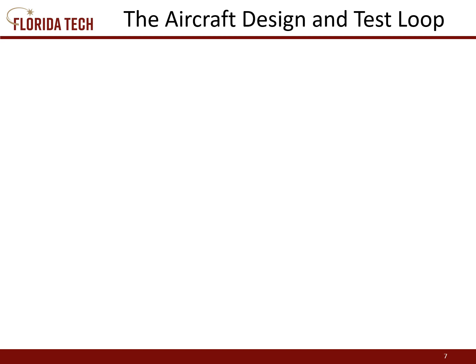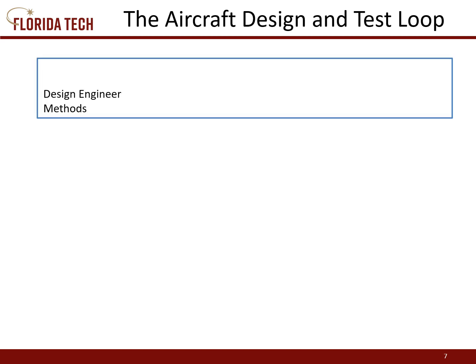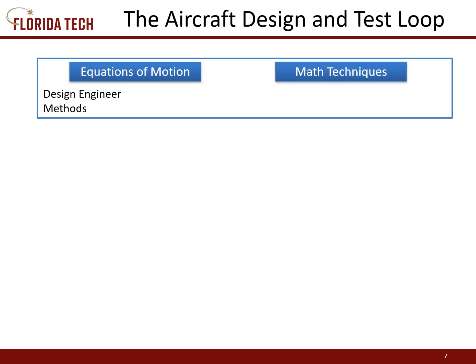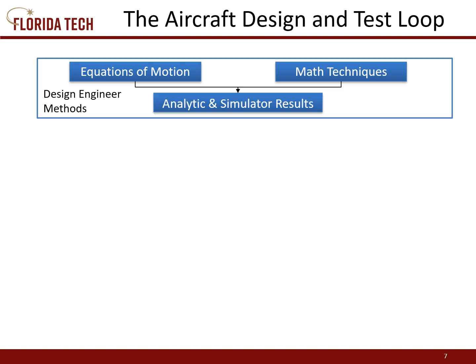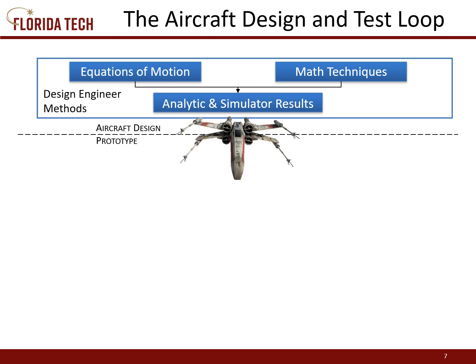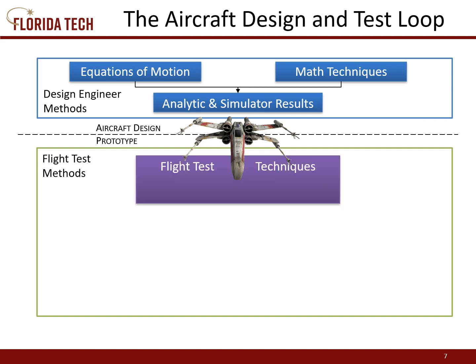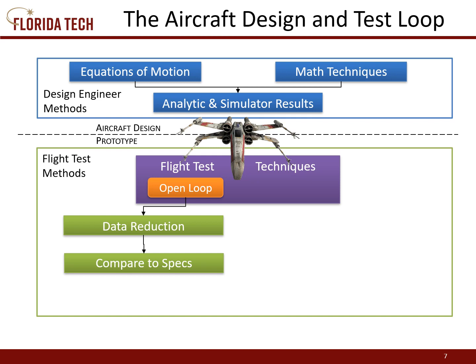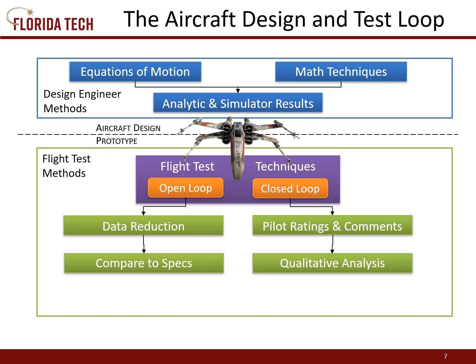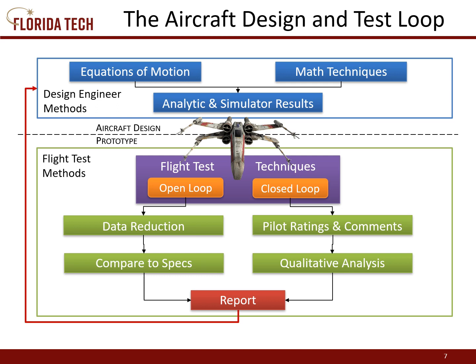So when we think of aircraft design and test, it is an iterative loop. We have the design engineer methods, which involve equations of motion and math techniques. And that's going to give us basically an analytic and simulator result, or a model of the aircraft. We then go ahead and make the design and prototype. Once we have a prototype, we begin to do flight test. We have various flight test techniques: open loop tasks that will give us data that we'll compare to aircraft specifications, and closed loop tasks where we'll have pilot ratings and comments and a qualitative analysis. But ultimately we'll take data from both of those in a report and feed that back to the aircraft designers for improvement.